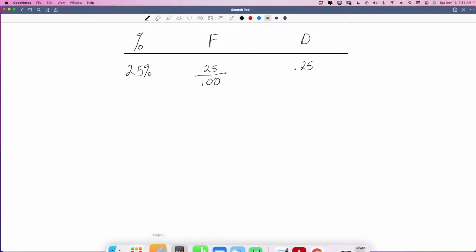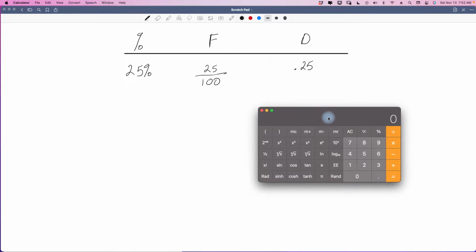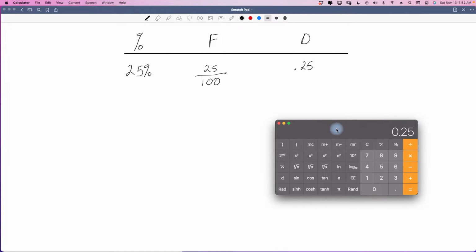You could pull your calculator up. Let me get mine to come up, and I could show you exactly how to do that. Basically, what you're doing is you're just moving the decimal. Here we go. If we take 25 and divide it by 100, we get 0.25. So that's the decimal that we want to use.